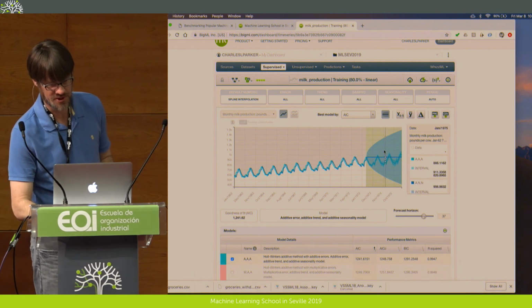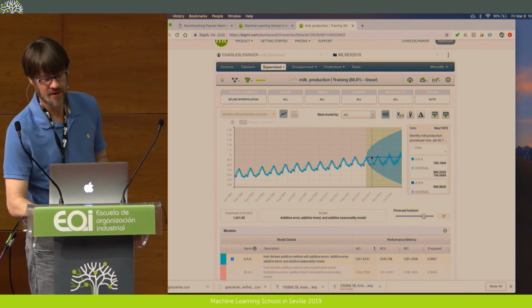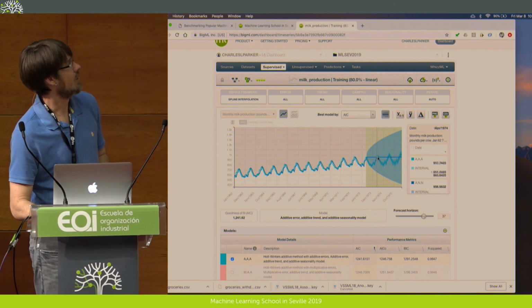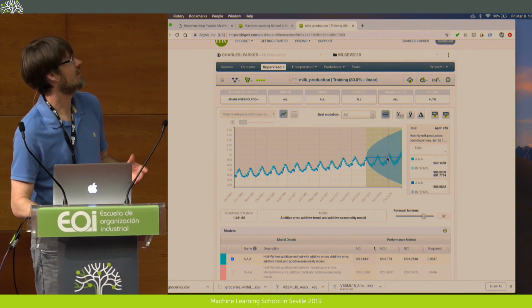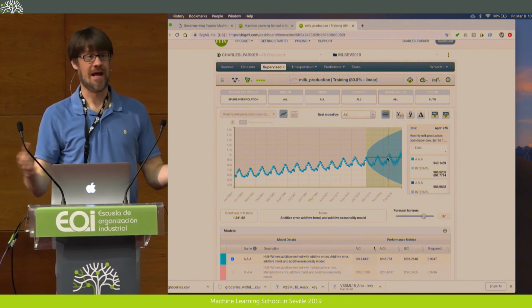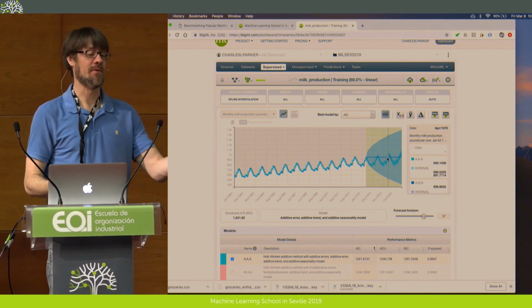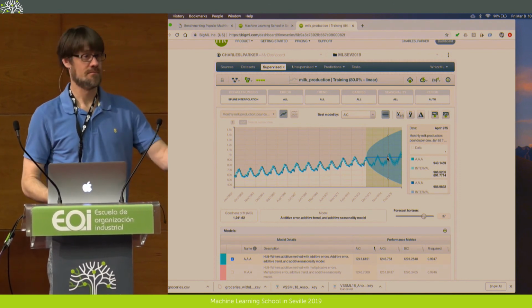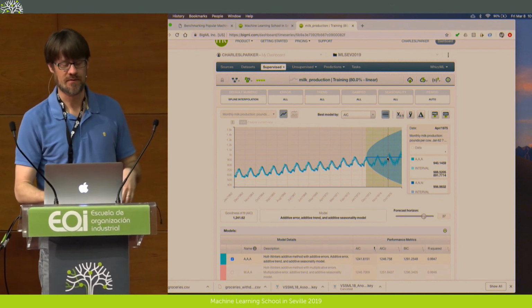So these shaded areas are confidence bounds. You can see this model that's not taking into account trend and seasonality, the confidence bounds are enormous, right? Because it's getting more and more unsure about what's going to happen. It has no information that would allow it to make a good prediction about the future, in the absence of that trend and seasonality data.